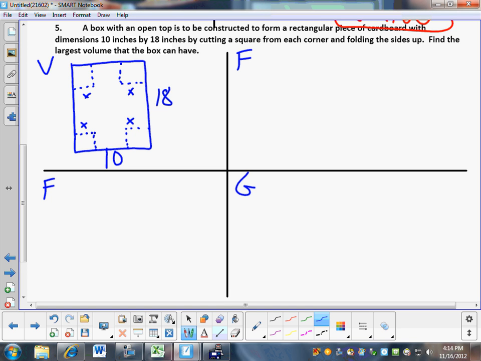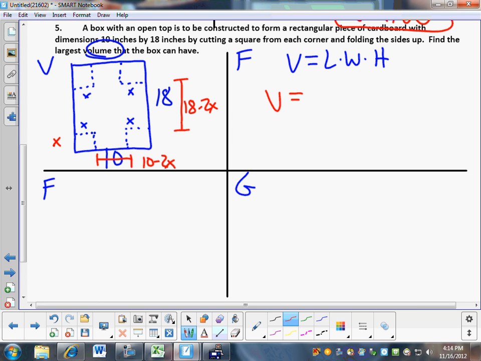Formula. I'm concerned about volume. Well, volume is equal to length times width times height. As you can see here, the length is originally 18, but I only want this much of it, and I'm cutting off 2 x's. So 18 minus 2x. Similarly here, 10, I want to cut off some portions of it, so I have 10 minus 2x. As far as the height's concerned, when I fold the box up, it's going to have a height of x, so I fold it up.